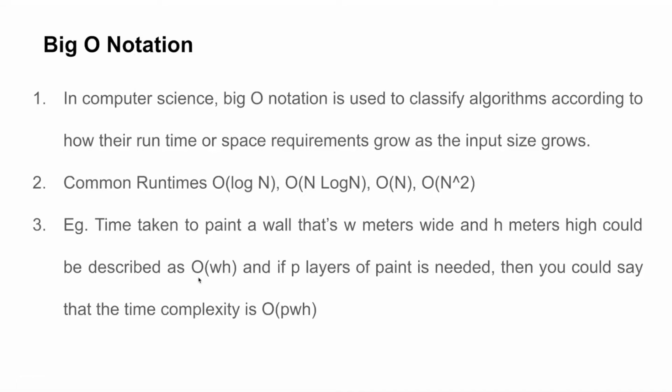And let's say we have to apply P layers of paint for that. Then the time taken will get multiplied by P. So we can say that the time complexity in this case is of order P multiplied by W multiplied by H.